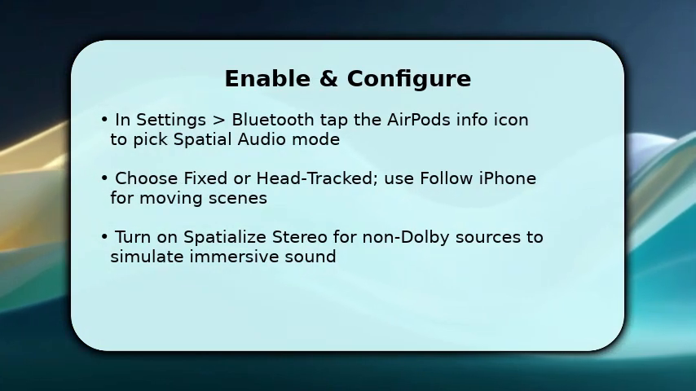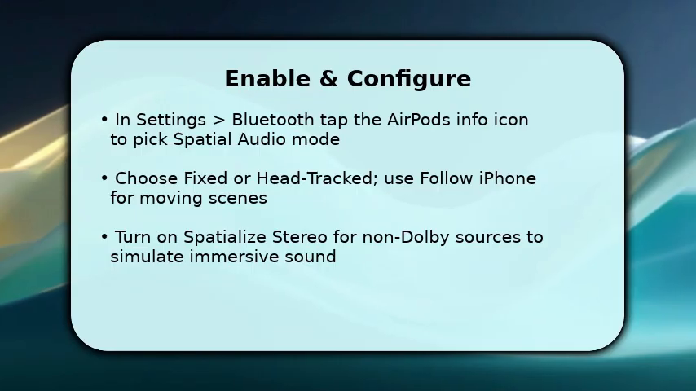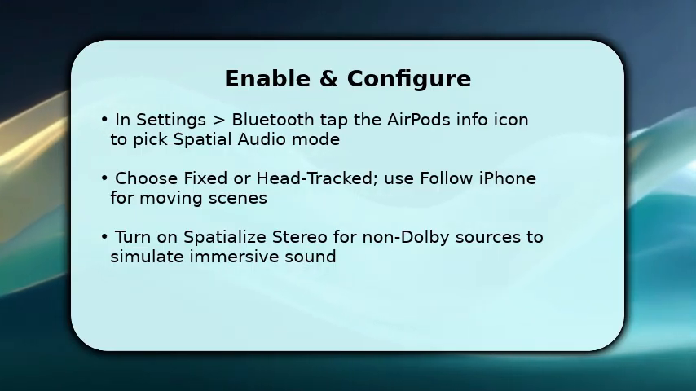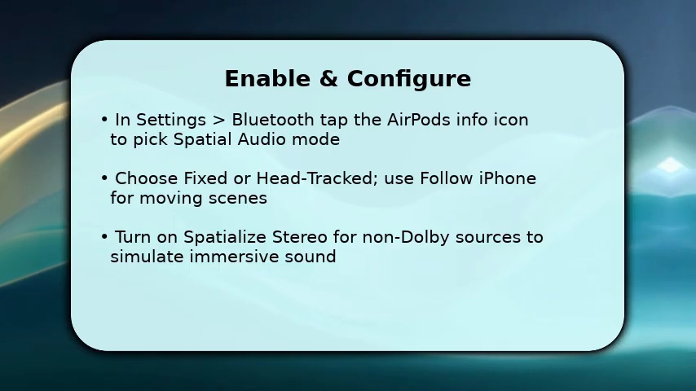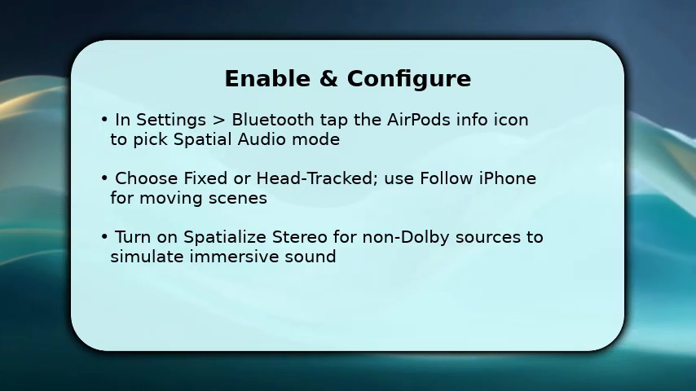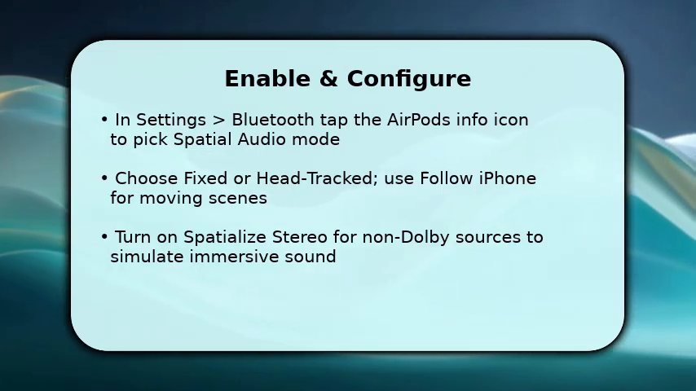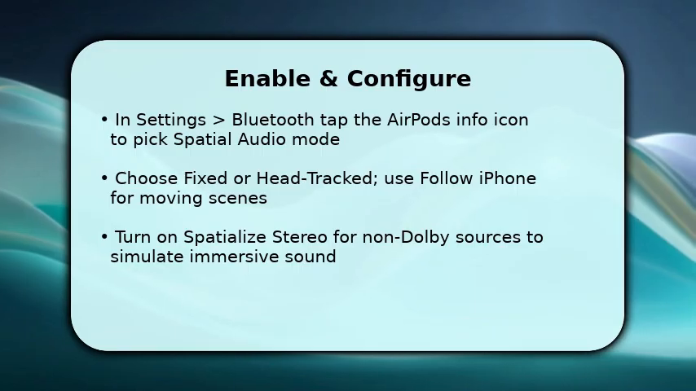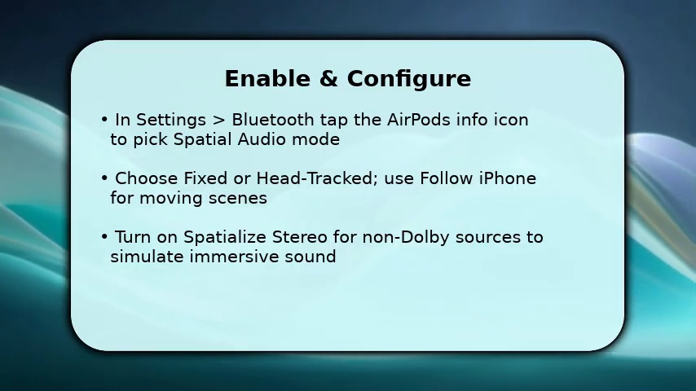Next, you configure modes and why each matters. Go to Settings, tap your AirPods under Bluetooth, and choose Spatial Audio options. Select Head tracked for a world-stable soundstage when you move, or Fixed for a cinematic mix that stays attached to the device. Follow iPhone ties the perspective to screen movement.